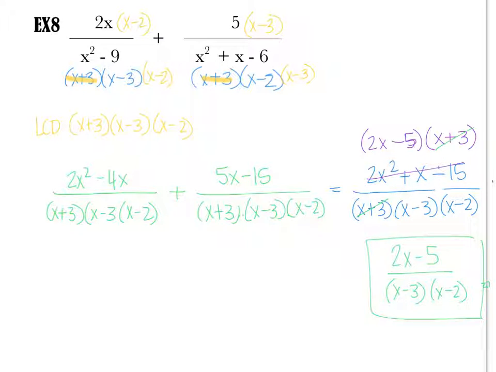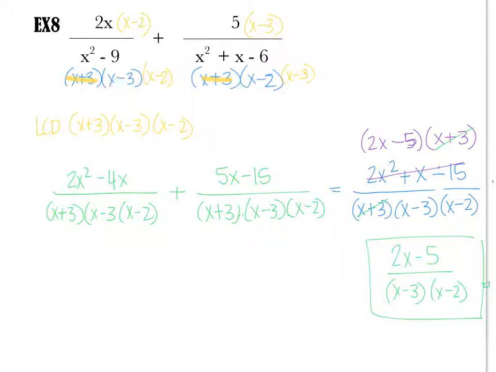All right, so when I look at this, I saw this was a difference of squares, so it was x plus 3, x minus 3, and the factors, because a was 1, the factors of negative 6 that give me 1, and I got plus 3 and minus 2. So when I look at these two sets of factors, they both share an x plus 3, so that's part of my least common denominator. This one has an x minus 3, and this one has an x minus 2. So this is my common denominator.